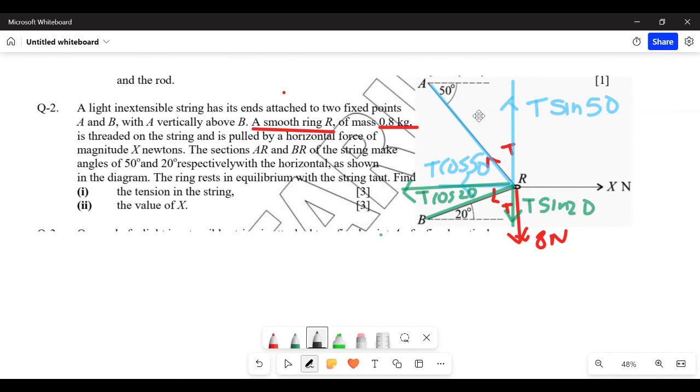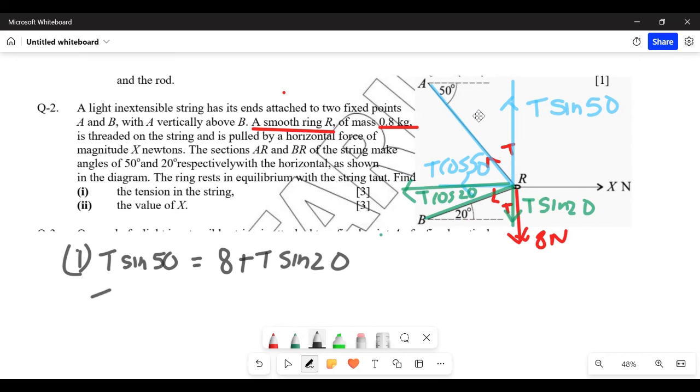The ring rests in equilibrium. That means all opposite forces are balancing each other out. So up force equals down force, left forces equal right forces. Okay, find the tension in the string. For the tension, we can equate the up and down forces. So T sin 50, which is the only up force, equals 8 plus T sin 20. This should be the equation.